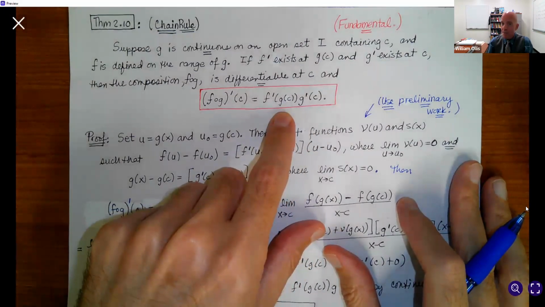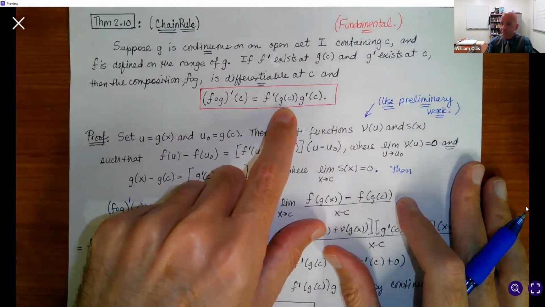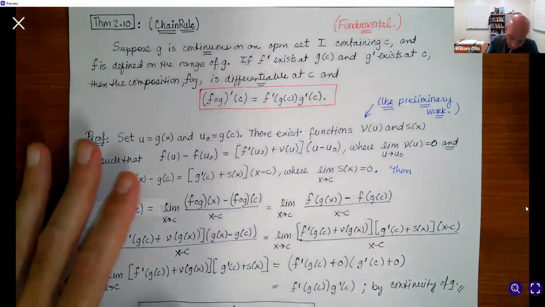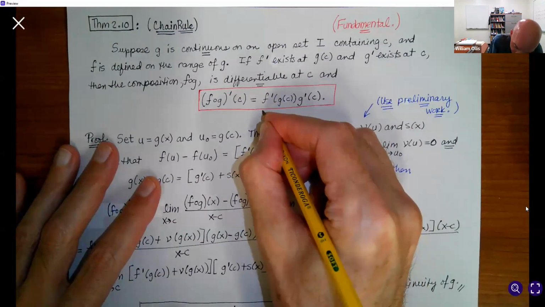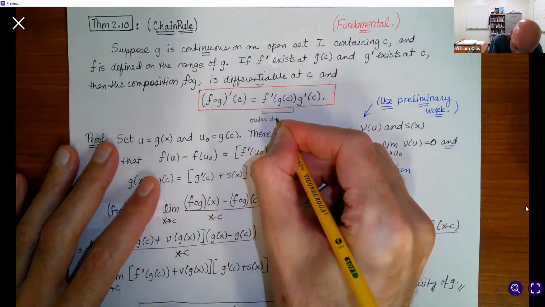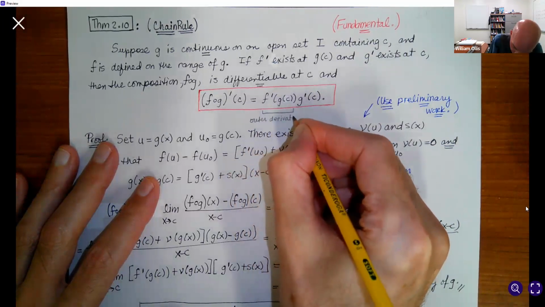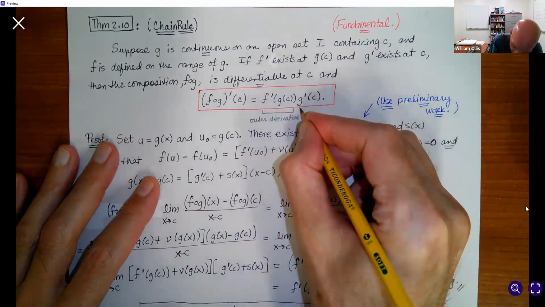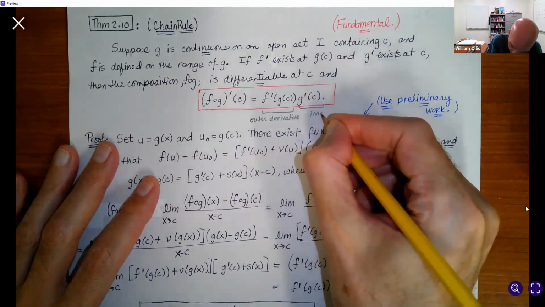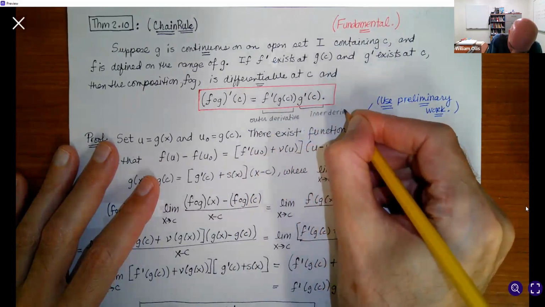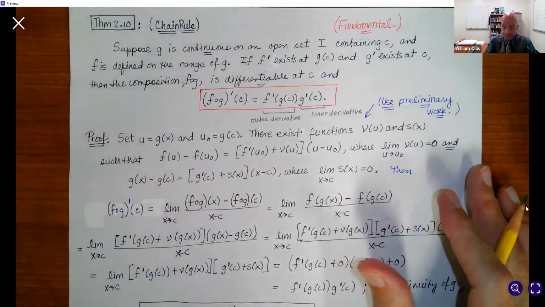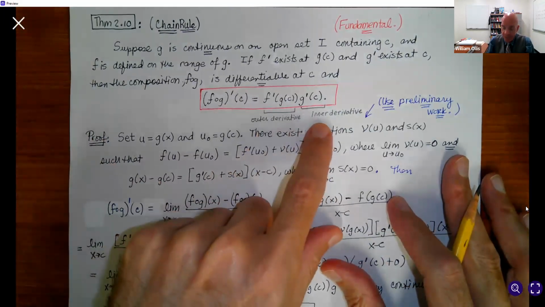And of course, if you just want to write this as a formula, just replace the c's with x's as we've been doing. So you can say this. In this case, this is the outer derivative. Speaking of outer function, and this is the inner derivative. And the way these are connected is through the product. You have the product of the outer derivative and the inner derivative.